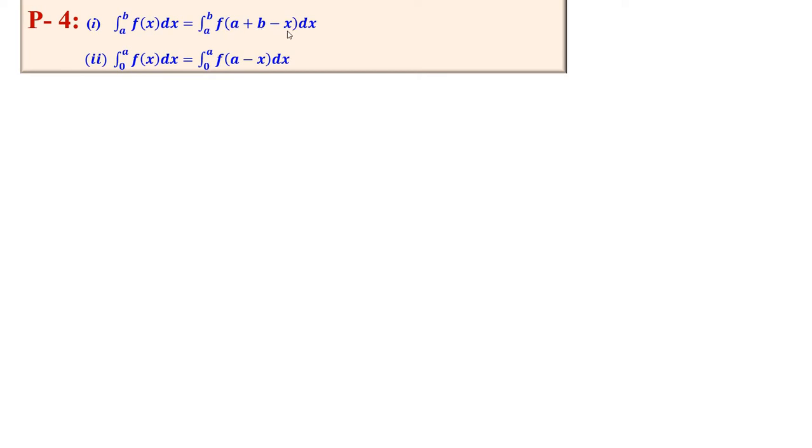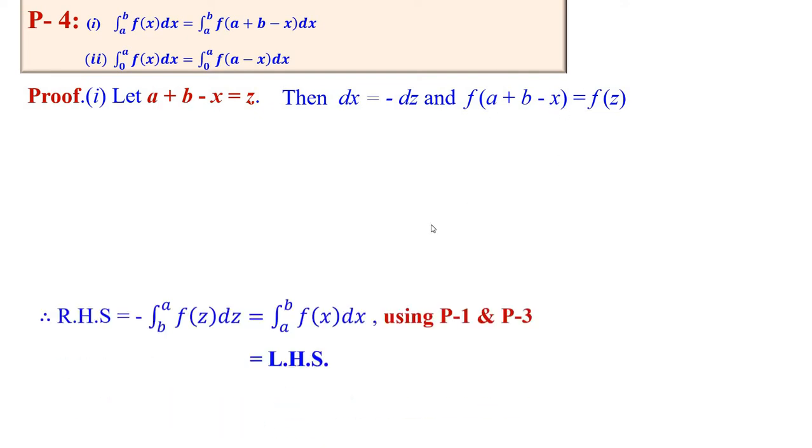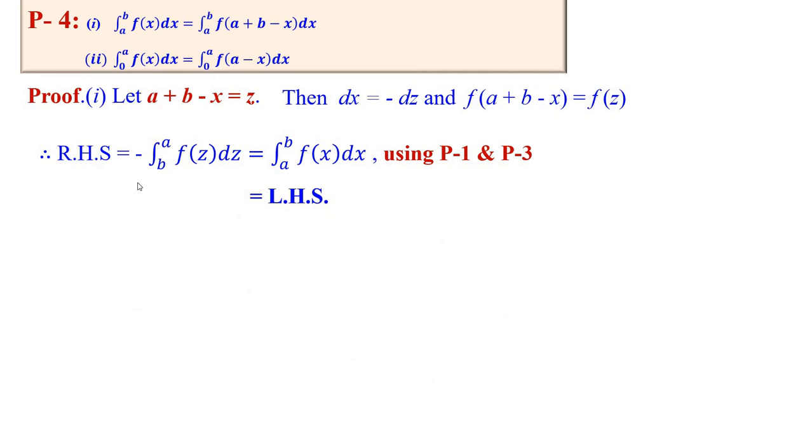So integral a to b f of x dx equals integral a to b f of a plus b minus x dx, and the second one, a particular case of this, integral 0 to a f of x dx is integral 0 to a f of a minus x dx. Now we shall take this a plus b minus x as some z, so that dx will be minus dz, and f of a plus b minus x will be f of z. Now we consider the RHS.